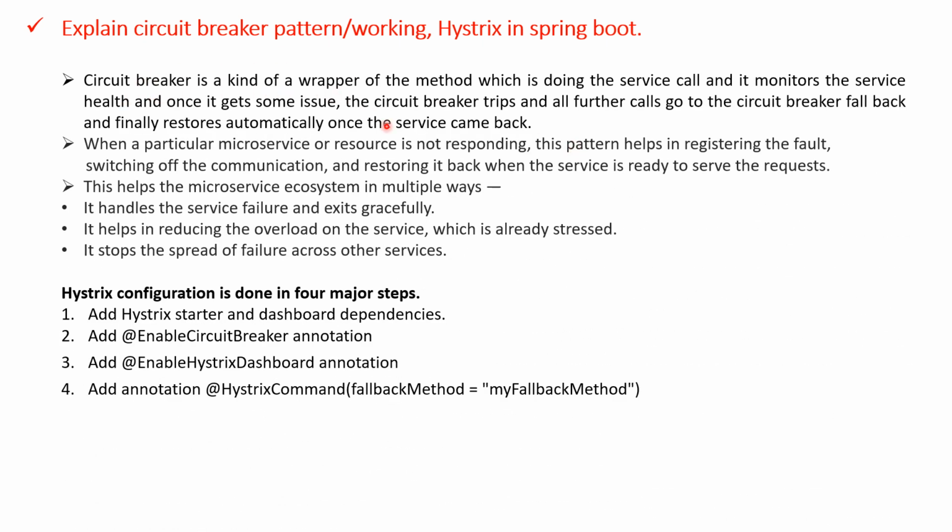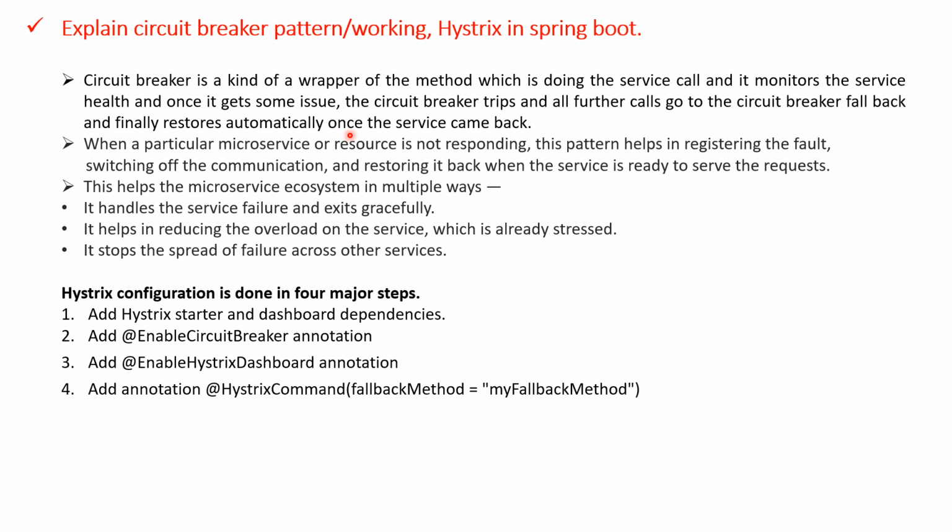A circuit breaker is a kind of wrapper of the method which is doing the service call, and it monitors the service health. Once it gets some issue, the circuit breaker trips and all further calls go to the circuit breaker fallback, and it finally restores automatically once the service comes back. So it is a simple one. Every REST API call we make need not be successful. Sometimes there is network traffic, sometimes the server will be down, many conditions will be there.